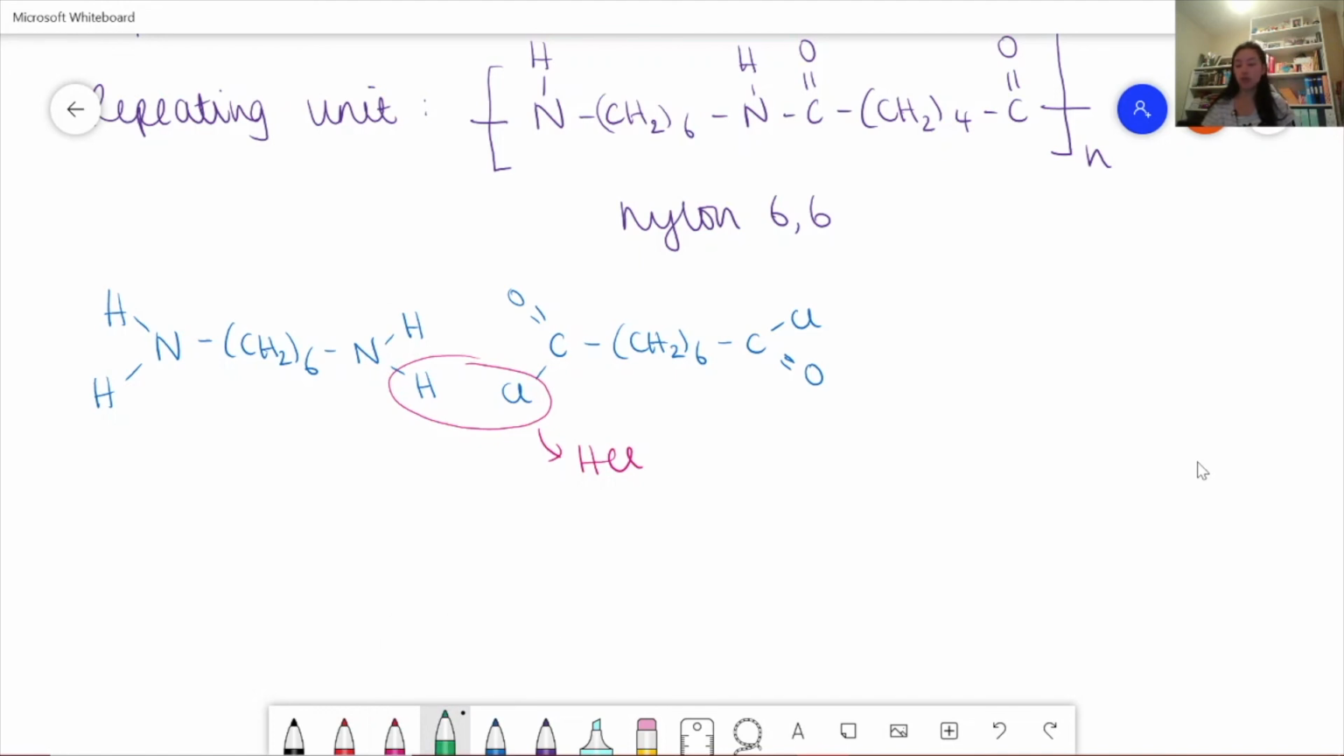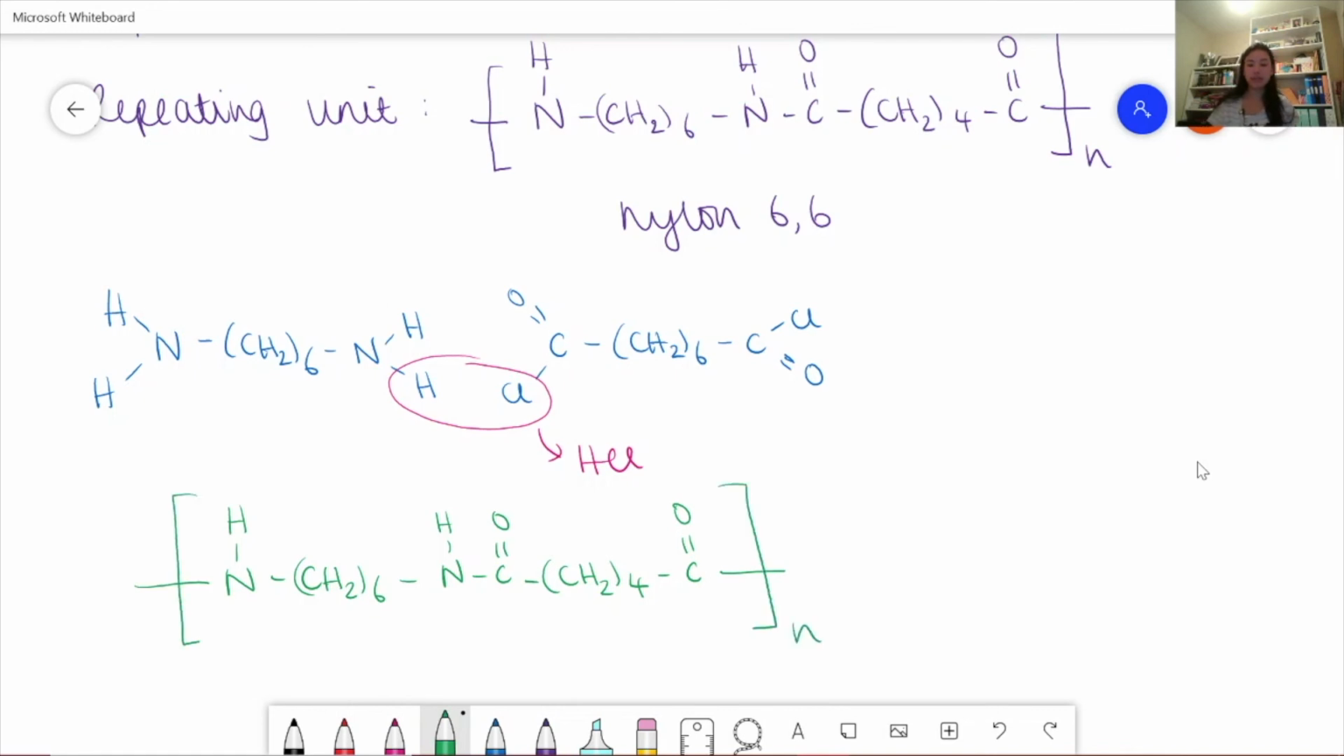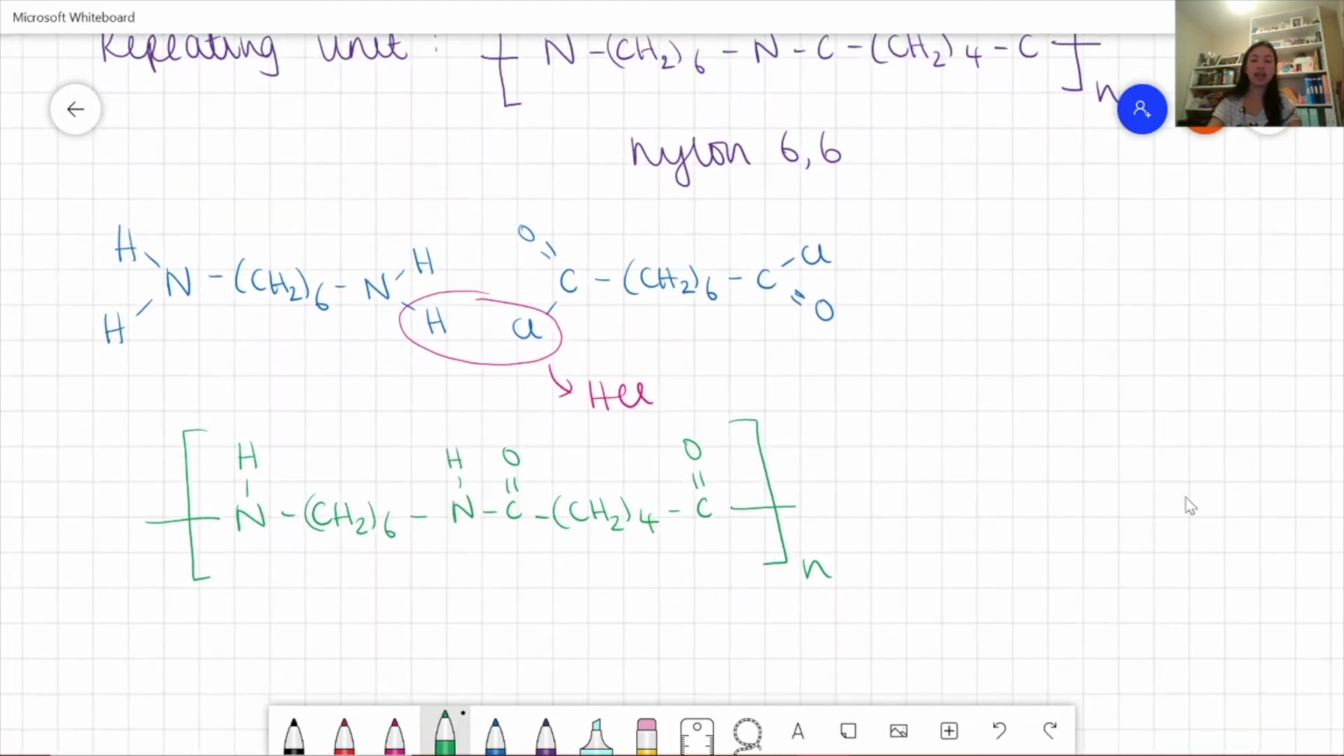So we still form this NHCH2 NH C double bond O CH2 4 C double bond O, and I've just drawn the repeating unit. So we still form this. Now we're going to look at Kevlar.